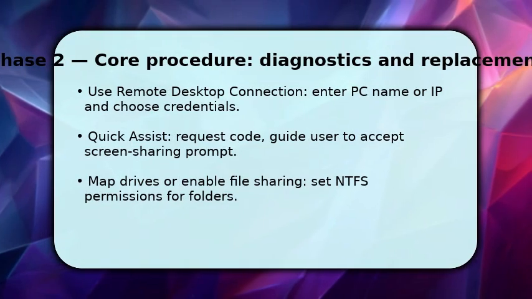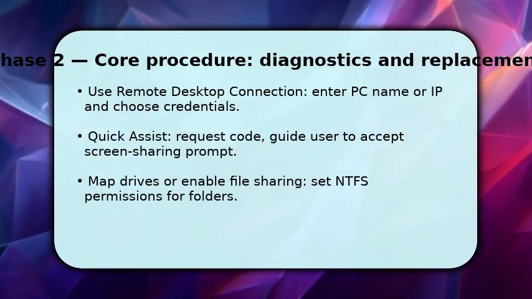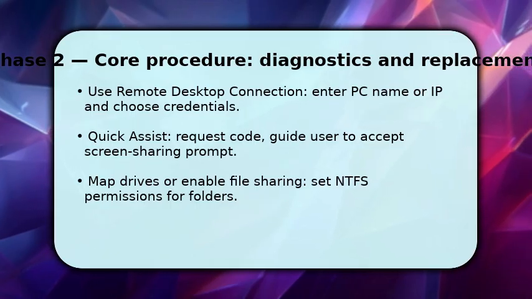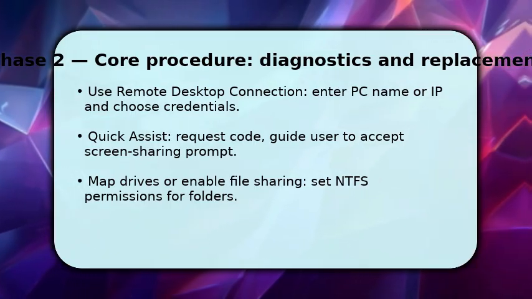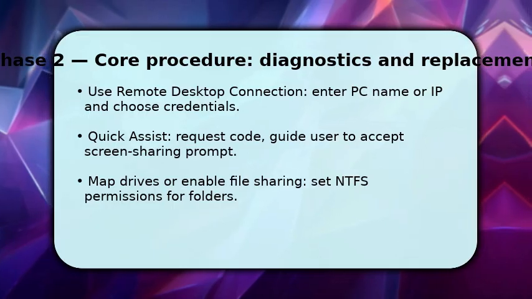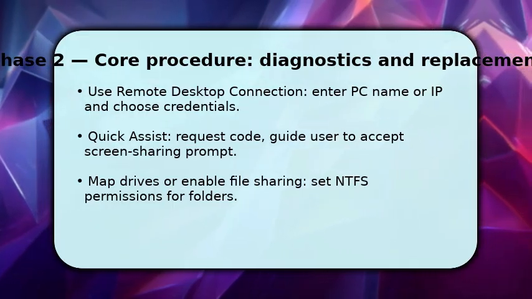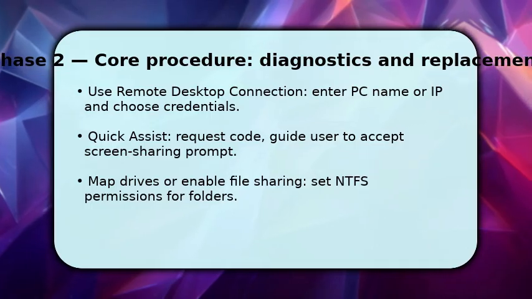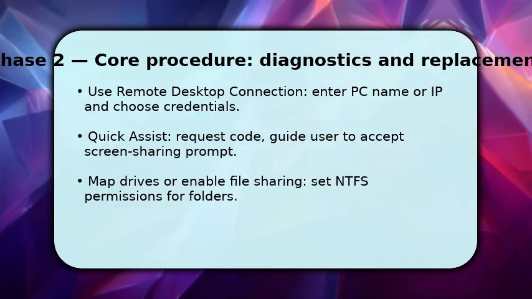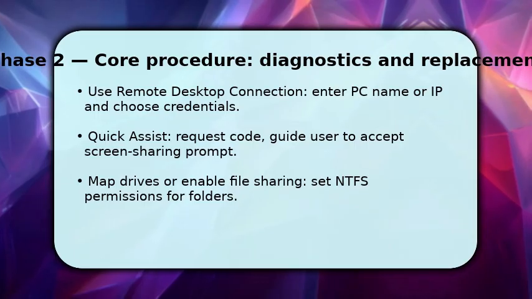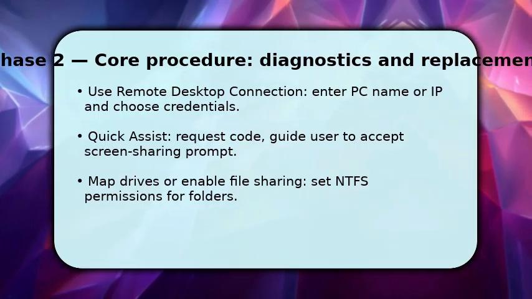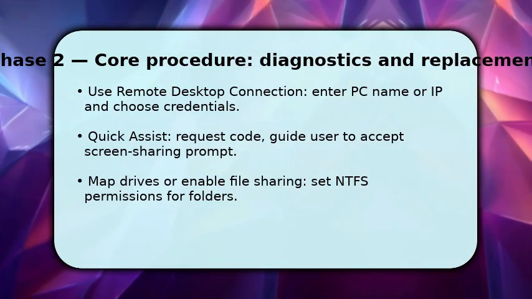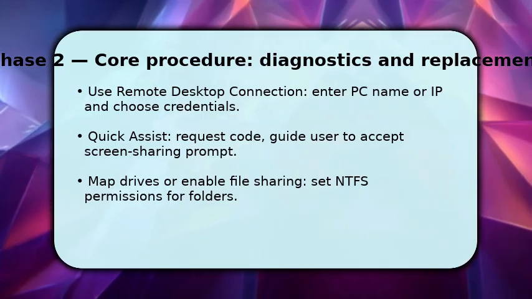Now you connect. Open Remote Desktop Connection, paste the PC name or IP, and choose Saved or New Credentials. Select Display and Local Resource options so printers or drives follow. Alternatively, launch Quick Assist on both machines, send the code, have the other user accept, and grant full control when prompted. Once connected, map network drives or enable file sharing for specific folders.